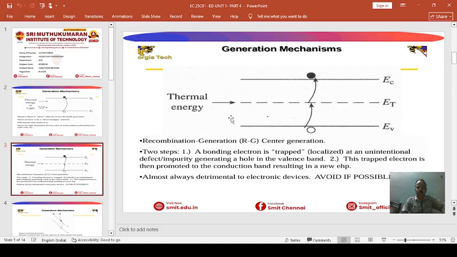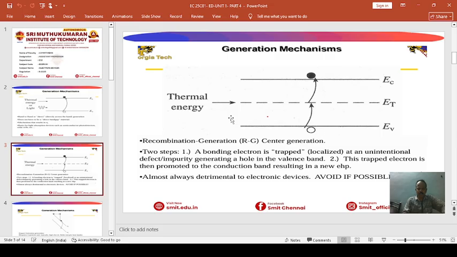So, in the next slide, we are going to see recombination generation center generation, which happens in two steps. In practical semiconductors, there will always be defects and impurities present. These act as trap levels, and carrier generation can occur through these traps. The process occurs in two steps: first, an electron from the valence band moves to the trap level, then the trapped electron gains energy and moves to the conduction band. As a result, an electron hole pair is generated. This mechanism is called trap assisted generation.